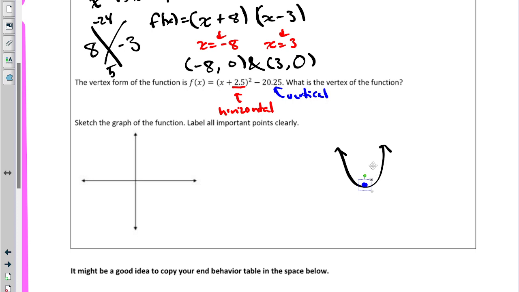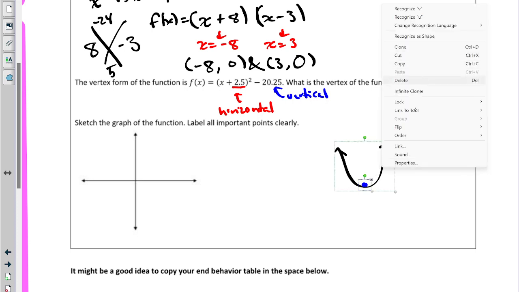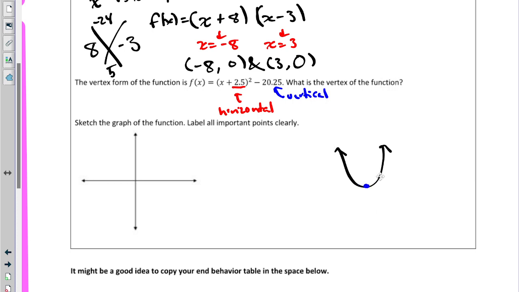Anyway, I'm just going to move the vertex around with it. That's all I'm doing. Okay. So the vertex just happens where you transform it, which means if you can find what you're doing left and right and up and down, you already know the vertex.